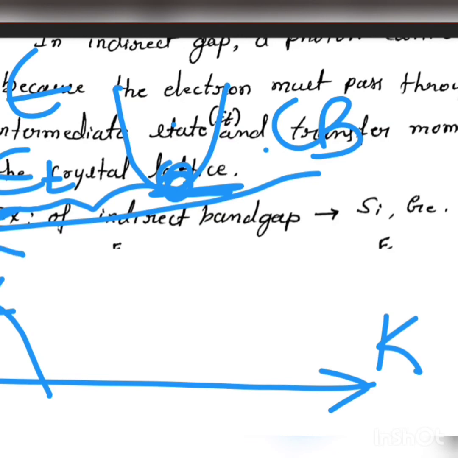So the energy difference here is not emitted as photons, just heating up of the lattice will be happening. The solid lattice will get heated up. There will be thermal energy generation. There won't be any light emission.